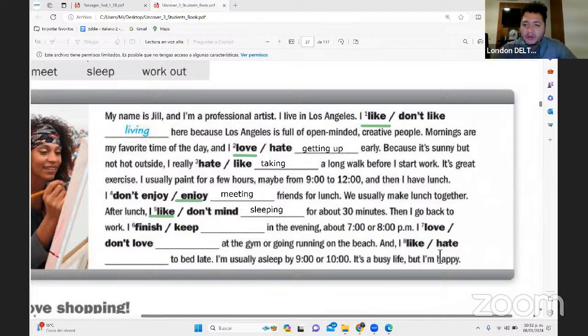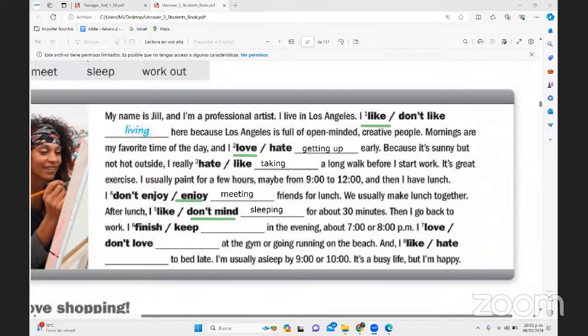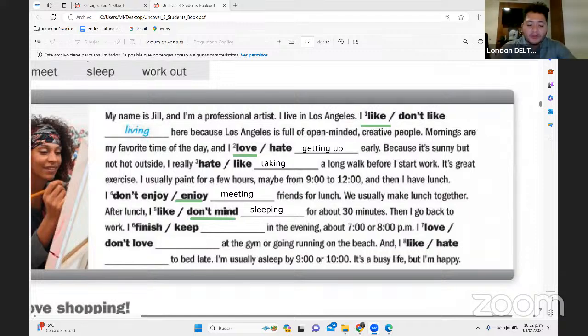Excellent. So, sleeping. You know the meaning of I don't mind? What is the meaning of I don't mind? It's like, no, no me importa. Very well. Entonces podríamos decir que aquí tenemos dos opciones. Don't mind como no me importa o no me molesta dormir por 30 minutos, but maybe I like. So I like, I don't mind. Very well. Yes, you see, this is her, she's telling us about her routine.